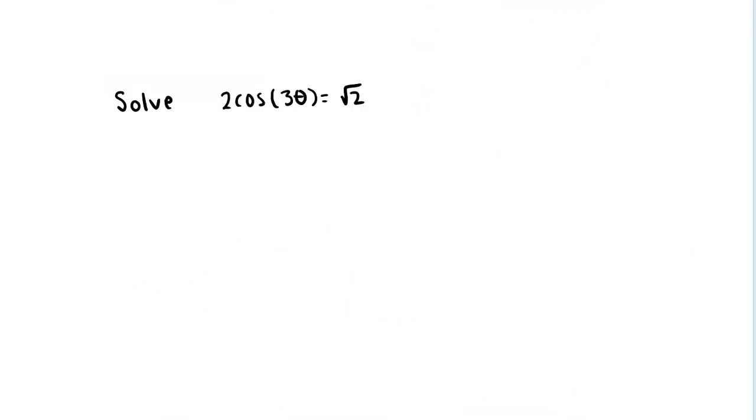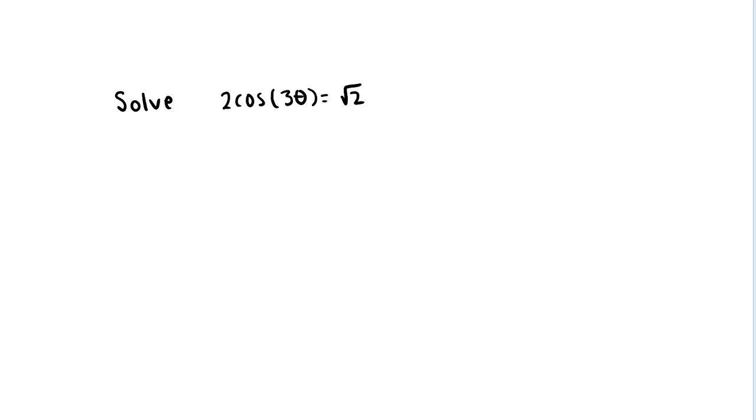Okay, so let's do another example where the input is scaled. I know these kinds of problems can be a little bit tricky whenever you're dealing with changing the input of a function, and so let's go ahead and get some practice with that. So let's solve this equation. 2 cosine of 3 theta is equal to the square root of 2.